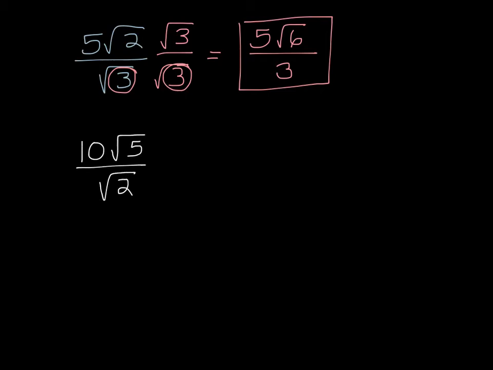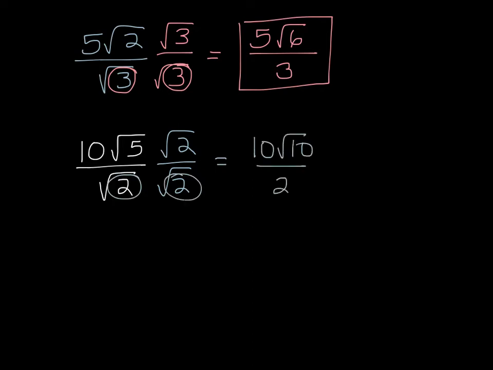Now if we have a problem like this, once again, we'll multiply top and bottom by root 2, and in the numerator we get 10 root 10, and in the denominator we have two 2's, so we get a 2. Now, because of the 10 and the 2, I can reduce and I get 5 root 10 for my final answer.